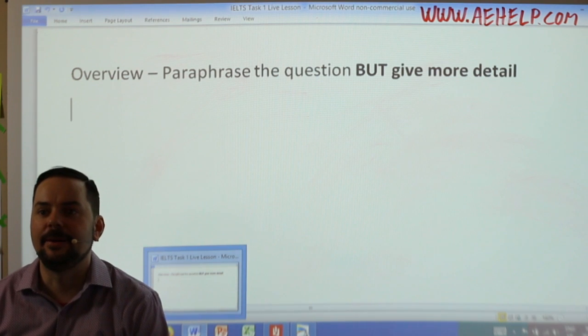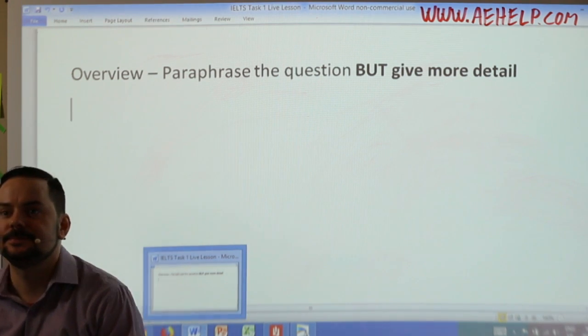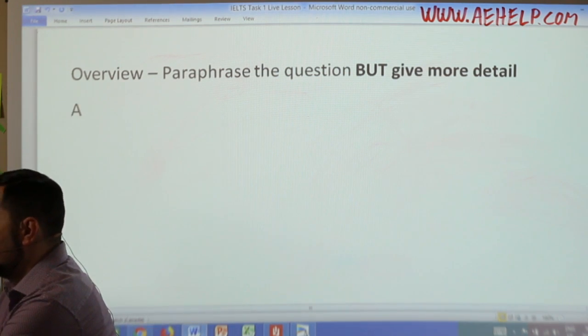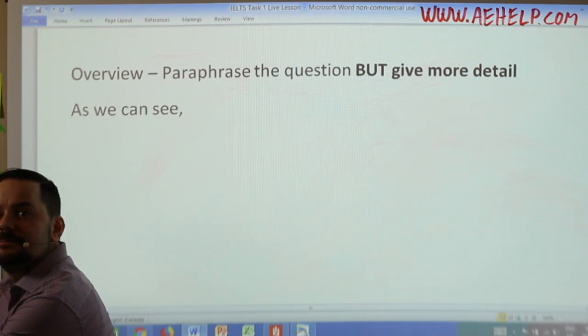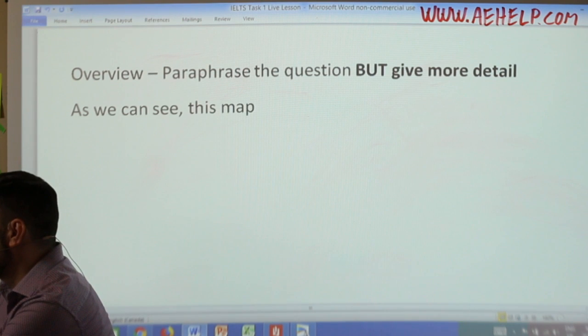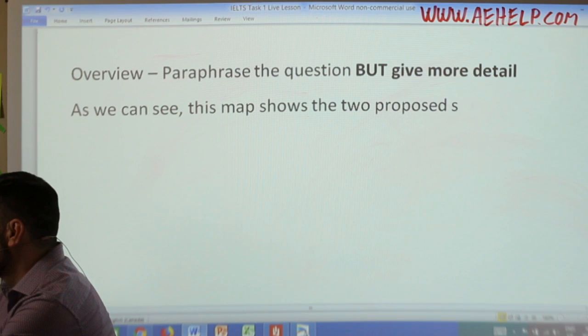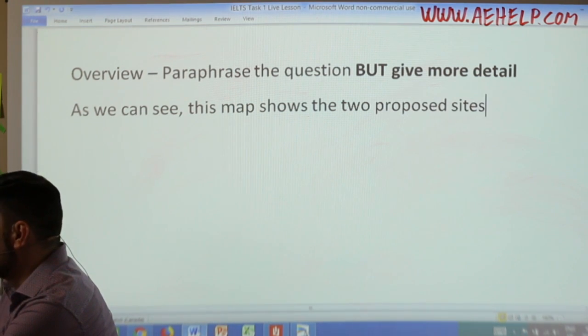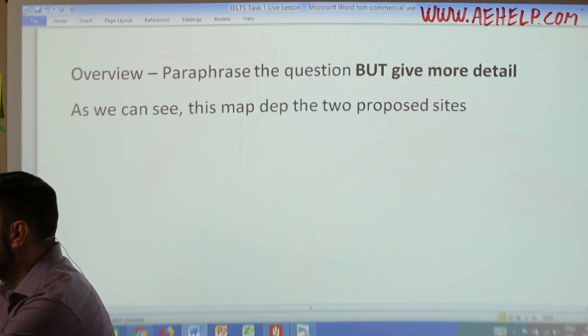Before I write it up. So, as we can see, good start. The map shows the 2 sites. This map shows the 2 proposed sites. Yep, let's change the word shows to depicts. It's a nicer, higher level vocabulary.